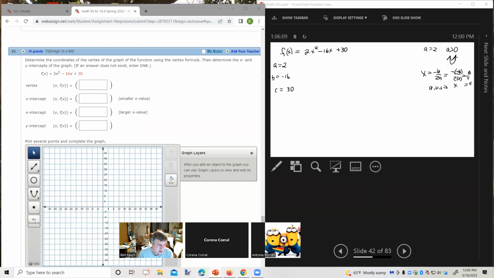They don't ask for it, but we need to find it anyway because that's the x value of the vertex, right? So the vertex is 4 comma f of 4. Let's find f of 4. 2 times 4 squared minus 16 times 4 plus 30. 2 times 16 minus 64 plus 30. 32 minus 64 plus 30 is negative 2. So the vertex is at (4, -2).